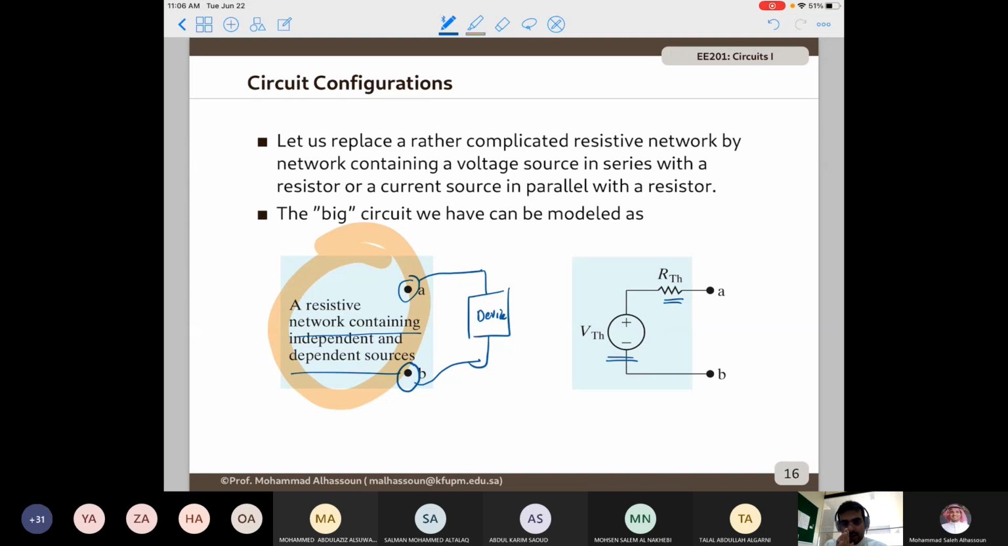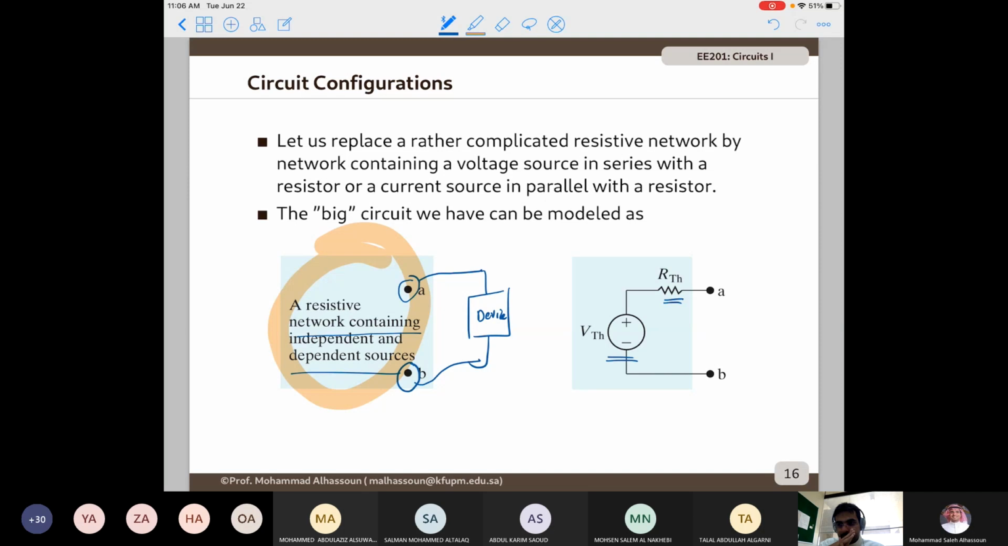Is this configuration or this motivation clear for you, Shabab, before we proceed? I did not get it, Doctor. I'm sorry. Okay, I did not get it. Okay.